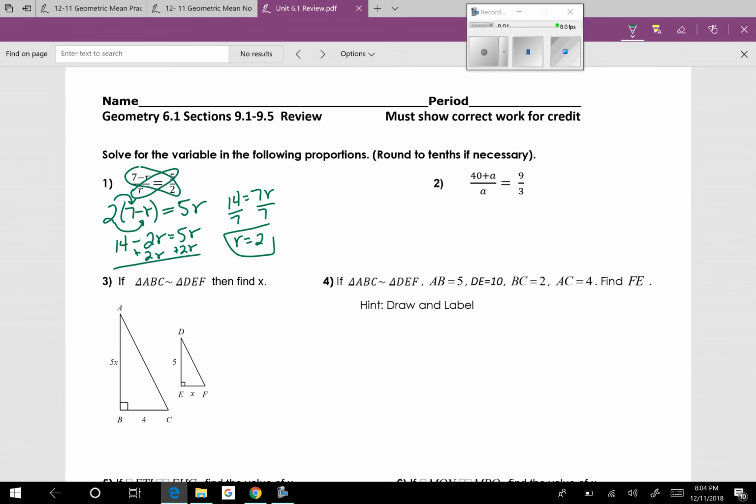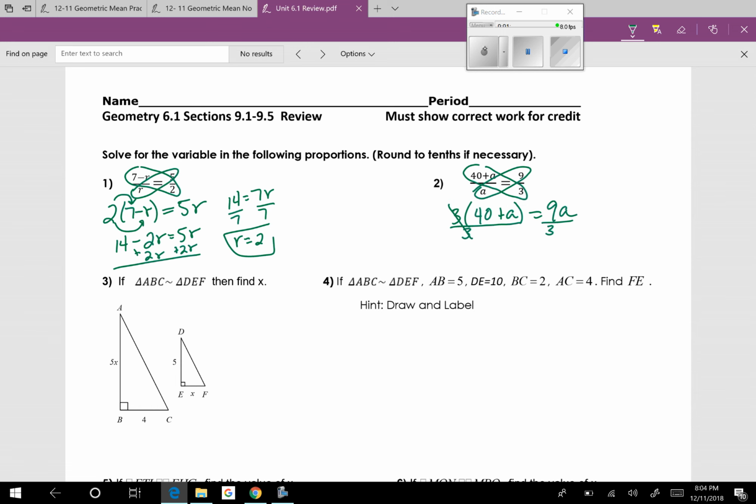All right, now number 2. Same thing. Set up our cross products. We have 3 times 40 plus a. And that's going to be equal to, over here, 9 times a, which is 9a. All right, on this one, you can see that 9 is divisible by 3, so let's make our lives easier. Divide both sides by 3.